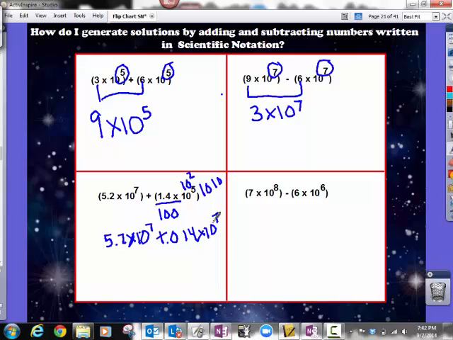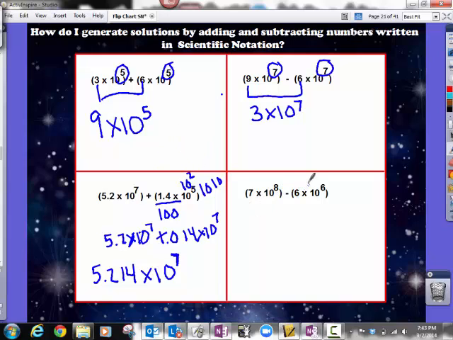Now my exponents match. So now all I have to do is say 5.2 plus 0.014, and I'm going to get 5.214, and then I've made the exponents the same, so times 10 to the 7th. Remember, when I'm adding with the same exponent, it just stays the same. So when I'm subtracting, the same rule applies.